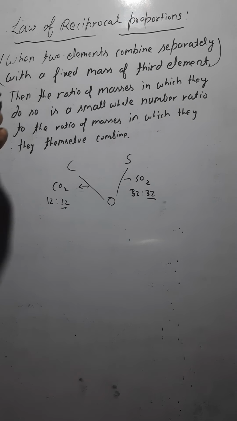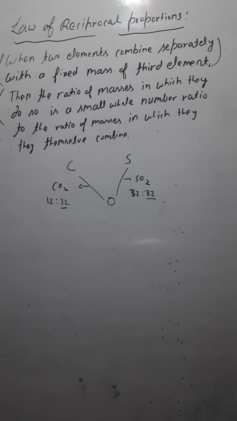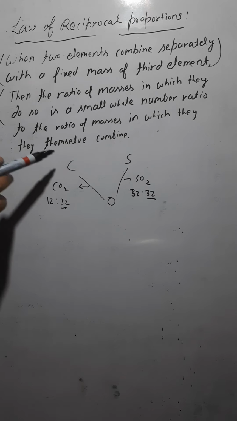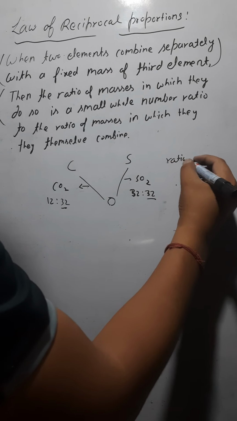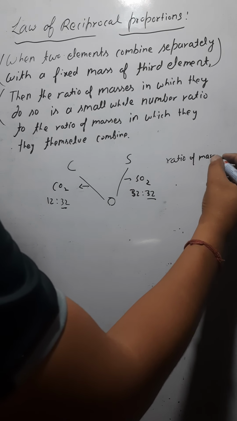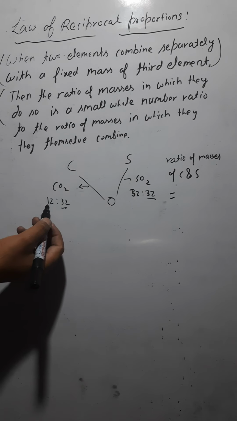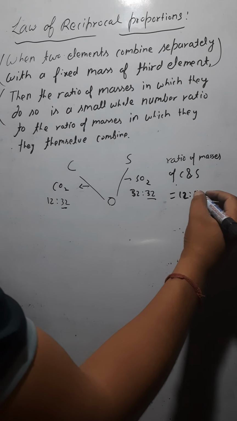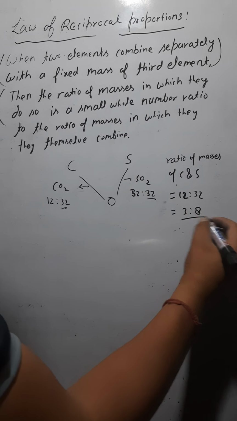Now let's move to the next one. Then the ratio of masses in which they do so means the ratio of masses of these two elements. So I would find the ratio of masses of carbon and sulfur. What is the ratio of masses? Here it is 12, and here it is how much? 32. If you simplify it, cut it by 4, 4 3s are 12 and 4 8s are 32. So the ratio is 3 to 8.